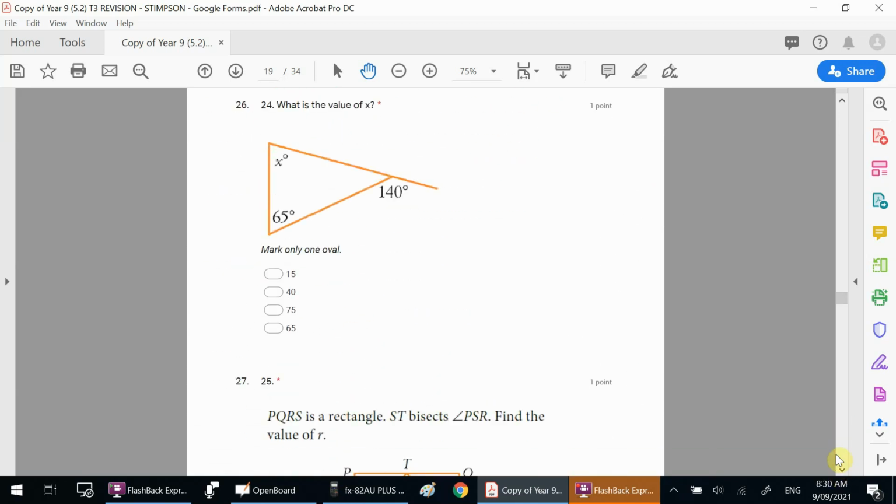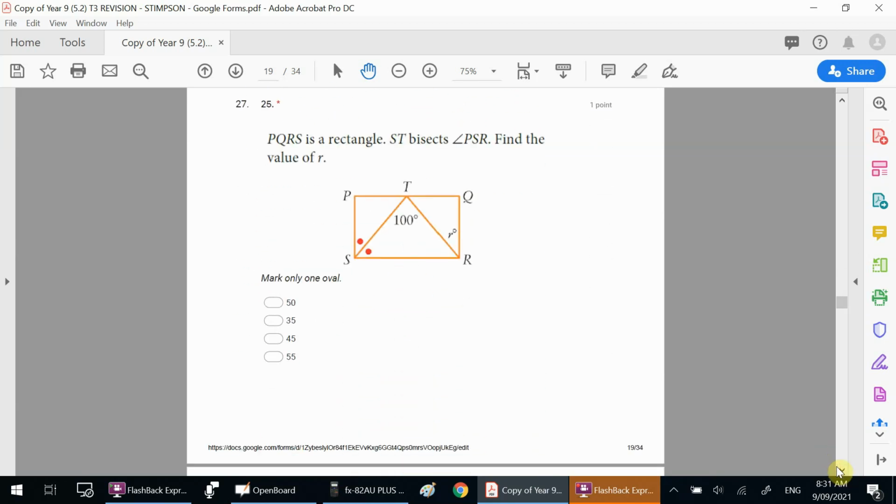The value of x, okay, so we have a couple of ways you can do this, but the quick way is to know that these two added is the same as that one, because this is an external angle, one side's extended, which forms an external angle, and that's the same as these two added. So x plus 65 equals 140. So if we take away the 65, was that 75? 75 and 65 is 140, 75.